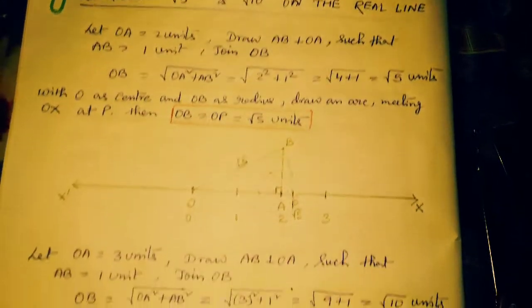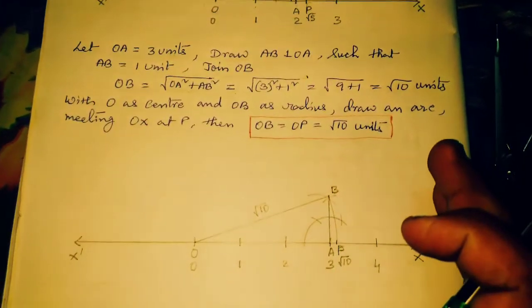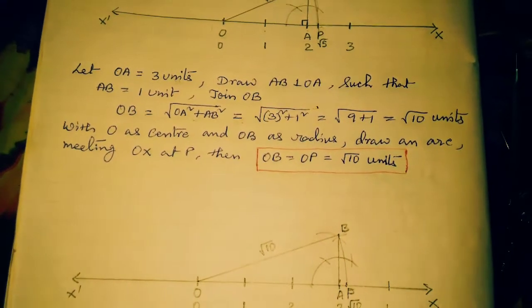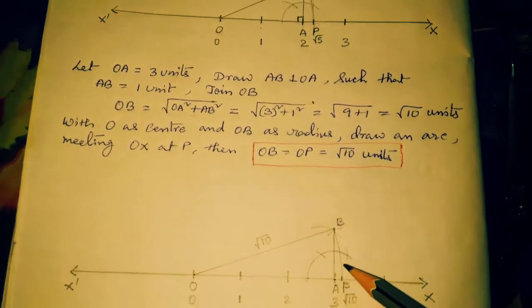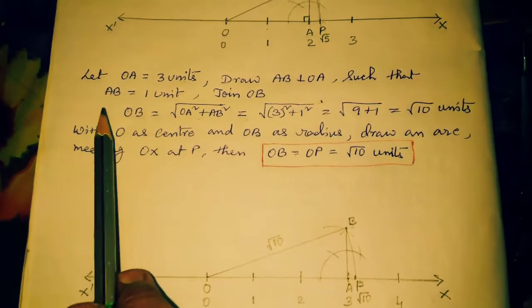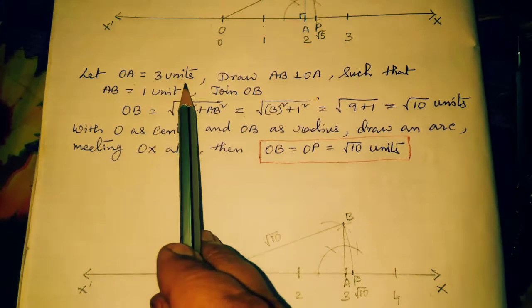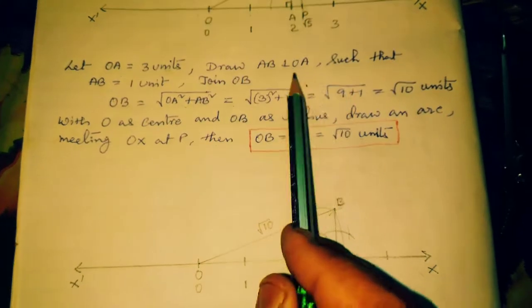Coming to the next part, how to draw root 10 on the number line. Okay, so see how to draw root 10. Again the same thing, only here root 10 means we'll take OA as 3 units, and draw AB perpendicular to OA.